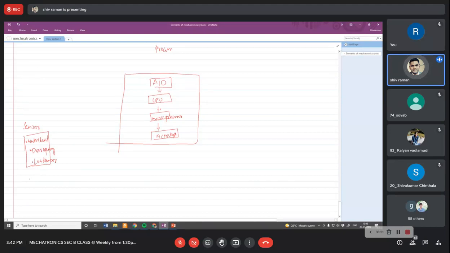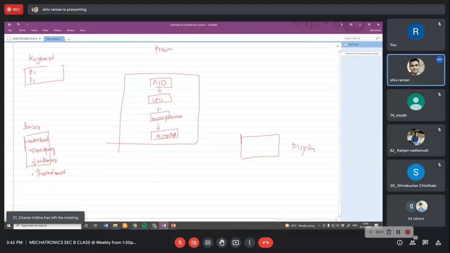Then apart from that, other sensors will be there if it is a hot and cold type, so you have a thermal sensor also. Then you have a keyboard there. So in the keyboard you can select the program, P1, P2. Okay, so the program can be selected. You have a display unit. Okay, and you have this, sorry, this should have come inside the display unit.